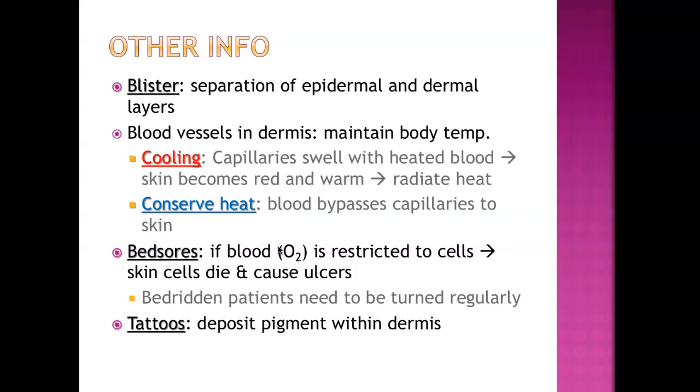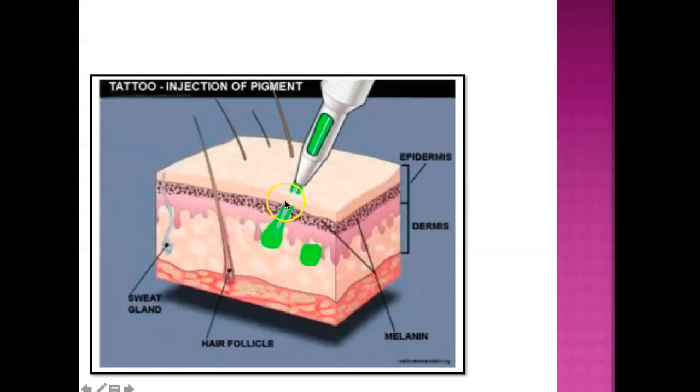And then the other thing that I thought would be of interest are tattoos. So tattoos are going to involve the depositing of pigment. Normally we think, oh, someone's getting a tattoo, they're just getting their epidermis stained with ink. No, they're going all the way down to the dermis, and this is why tattoos are considered to be very painful.